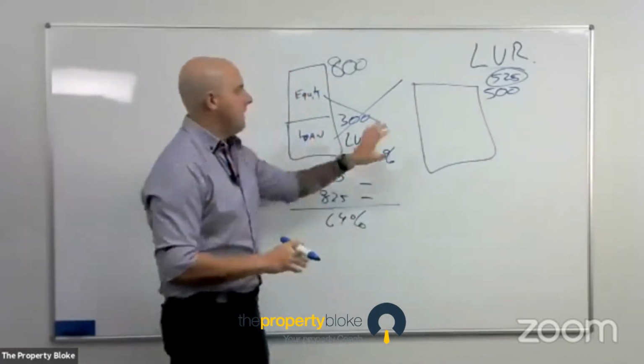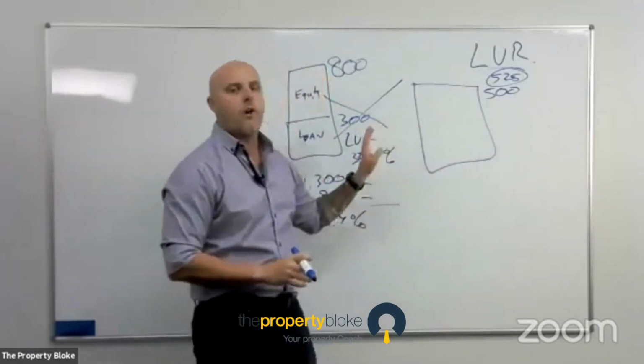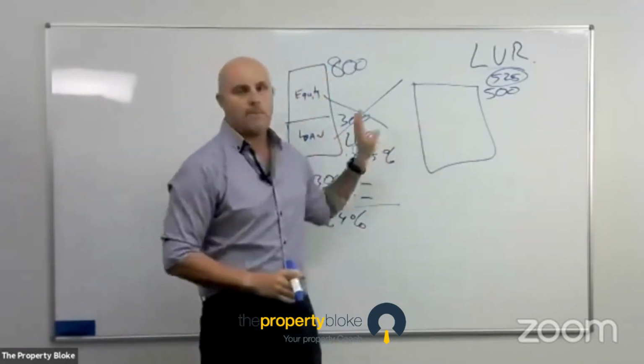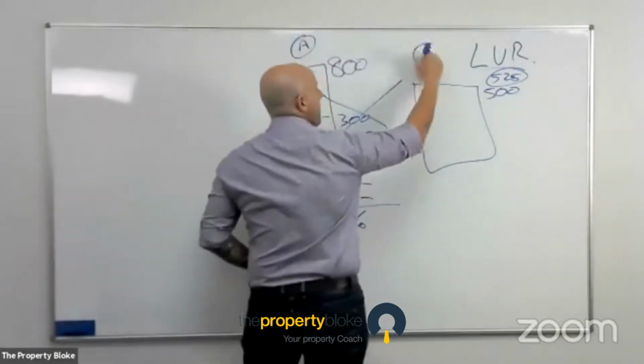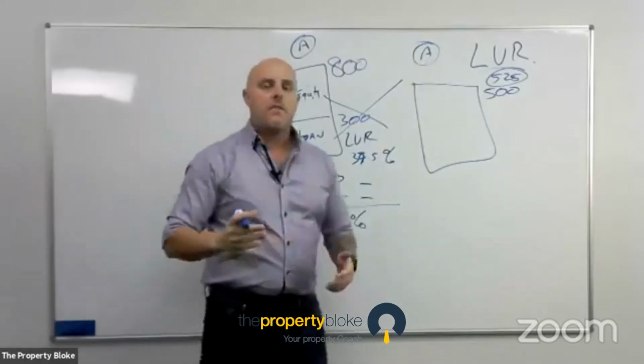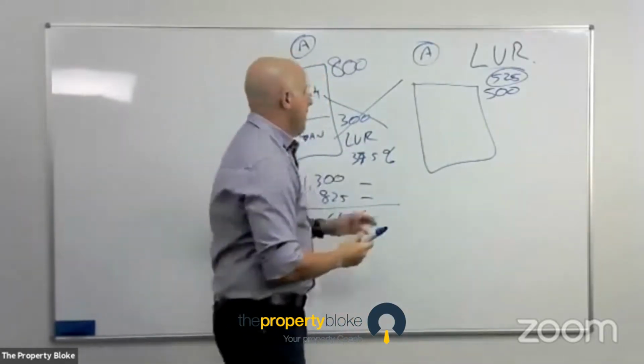Now, doing it this way, it has to be most times, 99% of times, the same bank. So this is lender A, and this is lender A. Now, the downside to that, a lot of people say, I don't want to lose my house.